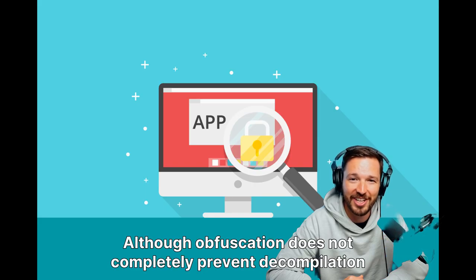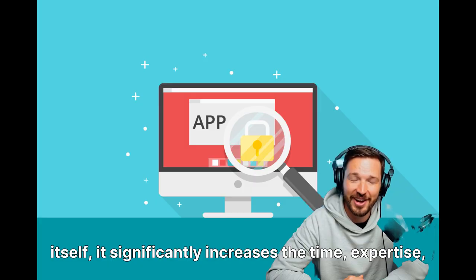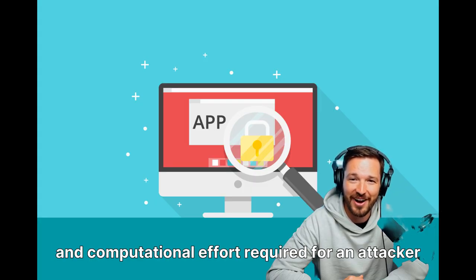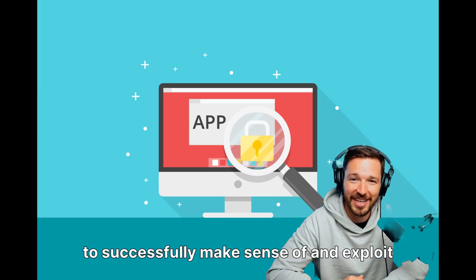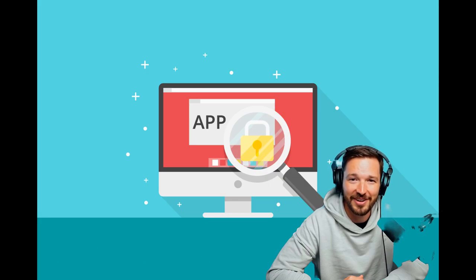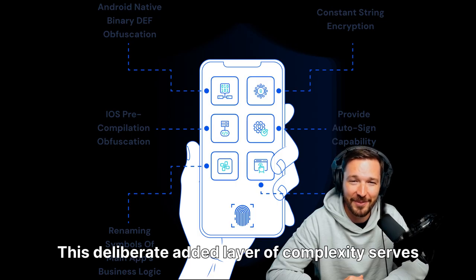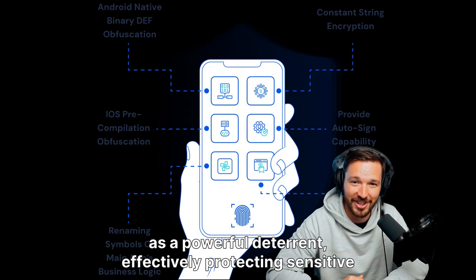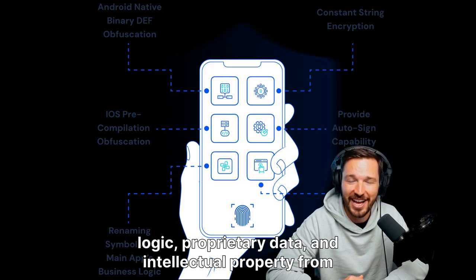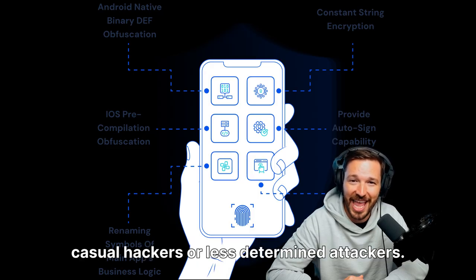Although obfuscation does not completely prevent decompilation itself, it significantly increases the time, expertise, and computational effort required for an attacker to successfully make sense of and exploit the code. This deliberate added layer of complexity serves as a powerful deterrent, effectively protecting sensitive logic, proprietary data, and intellectual property from casual hackers or less determined attackers.